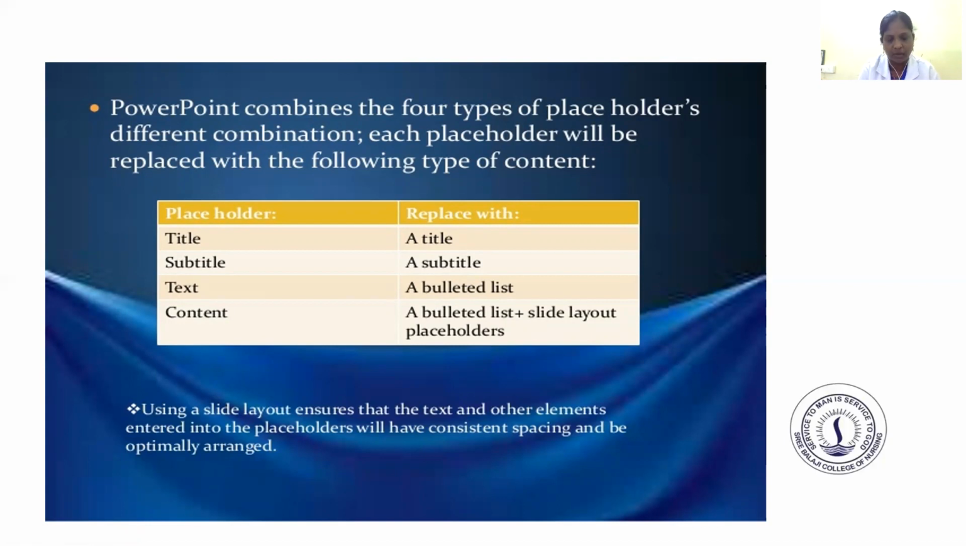PowerPoint contains the 4 types of placeholders in different combinations. Each placeholder will be replaced with the following type of content. The title is replaced with a title, the subtitle with a subtitle, the text with a bulleted list, and the content with a bulleted list, plus the slide layout placeholder.